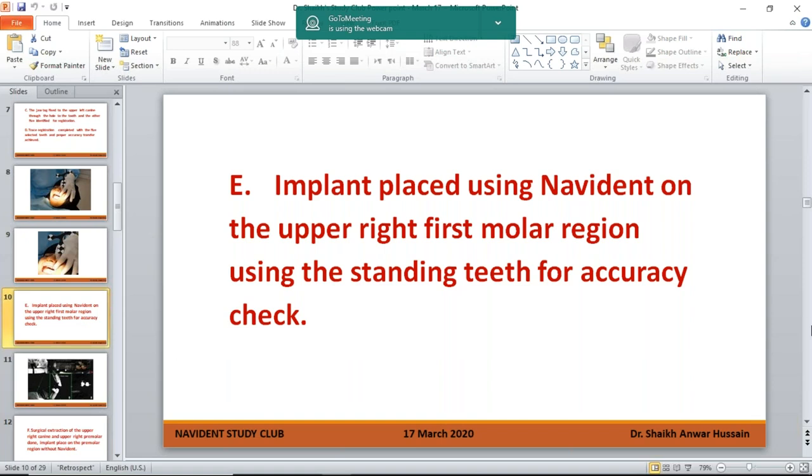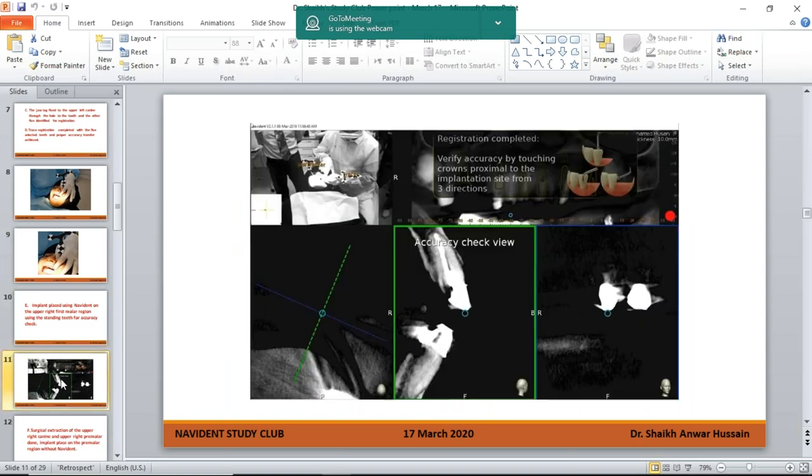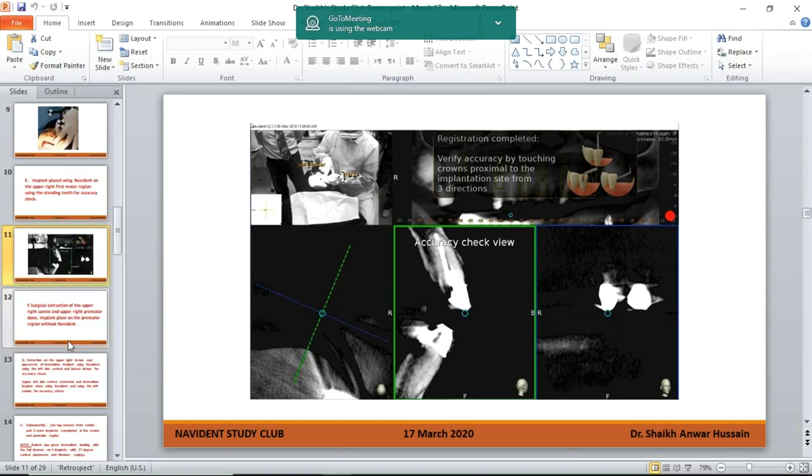I registered the teeth, and I did the first implant on the upper right molar region, the upper right first molar, but I used the standing teeth for the accuracy check. As you can see in the following slide, the accuracy is very good on the canine, and I used this and completed the first implant using Navident.